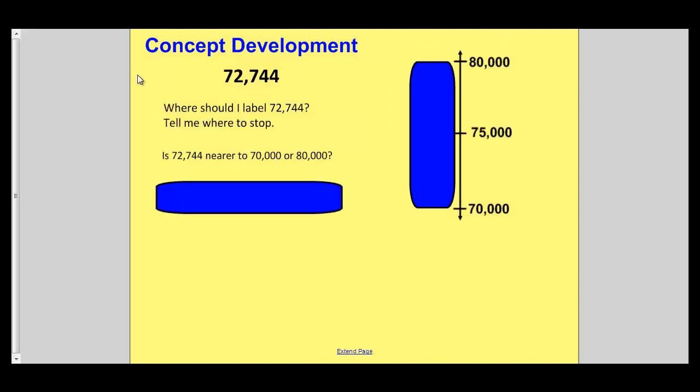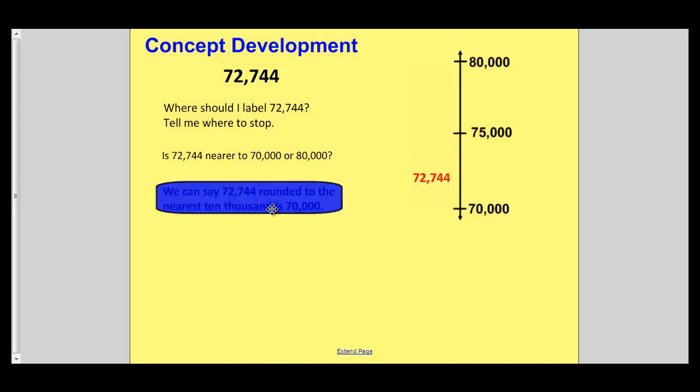Alright, next we just need to think about where would we put 72,744 on the vertical number line. So if you're looking through here, you'd say, okay, well, here's 70,000, here's 75,000, my number is 72,000. So it would be in the lower half of a vertical number line. Therefore, 72,744 rounded to the nearest 10,000 would be 70,000.